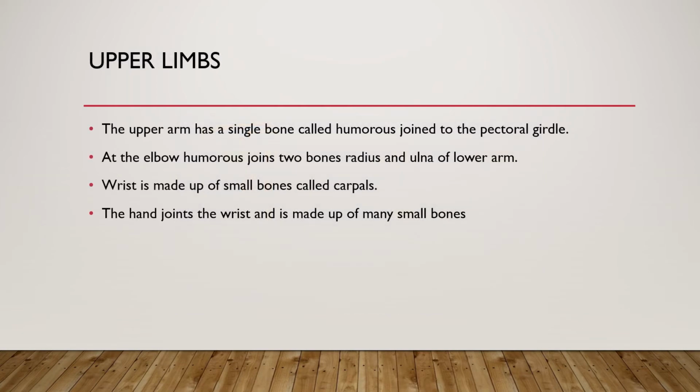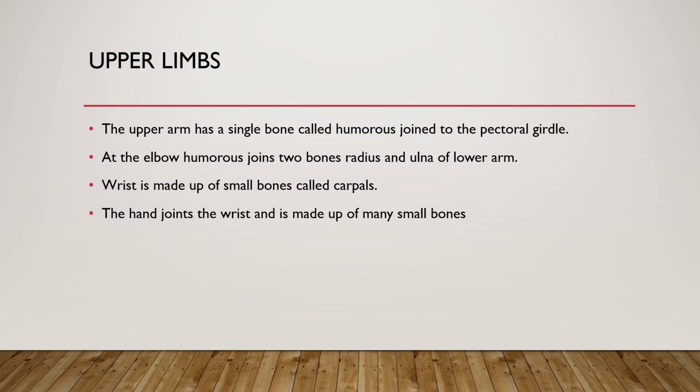Upper limbs. The upper arm has a single long bone which is known as humerus, and it is joined to the pectoral girdle as we have already seen. At the elbow, we know elbow is a joint. It means there will be a joint of two bones or three bones. It could be more than that also. So at the elbow, the humerus joins the two bones of the lower arm, which are radius and ulna. So now we are very clear that the upper arm consists of only one bone, that is humerus, and the forearm or the lower arm consists of two bones which are joined together. These are radius and ulna.